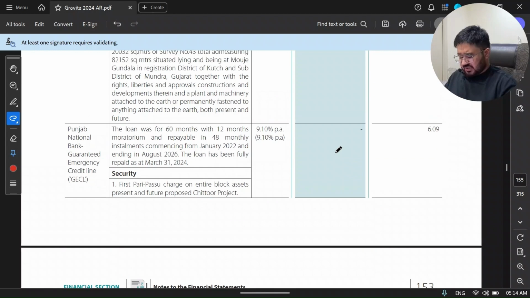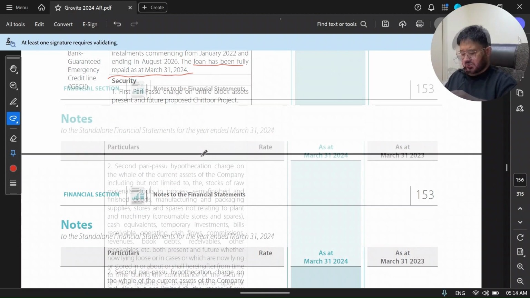Let's say it was Punjab National Guaranteed Emergency Credit Line. 6 crores was the loan and it has been paid. If you could see, it states this loan has been fully repaid as of March 31, 2024. So you should always check these details as well.